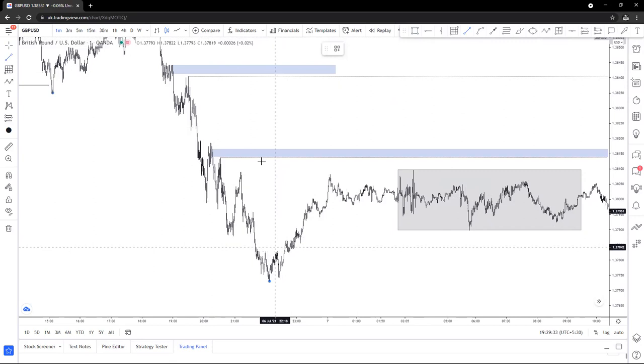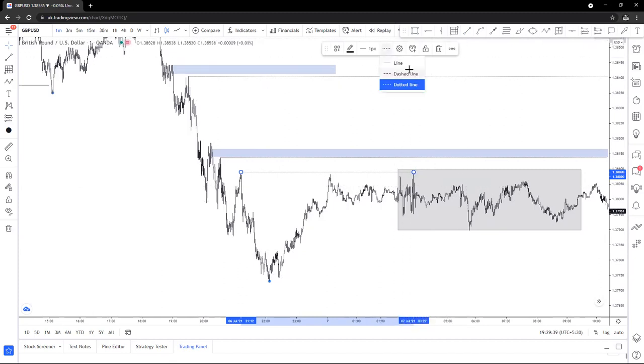and then it broke structure right here. First structure was broken right here, and then the second structure was broken right here. See that?